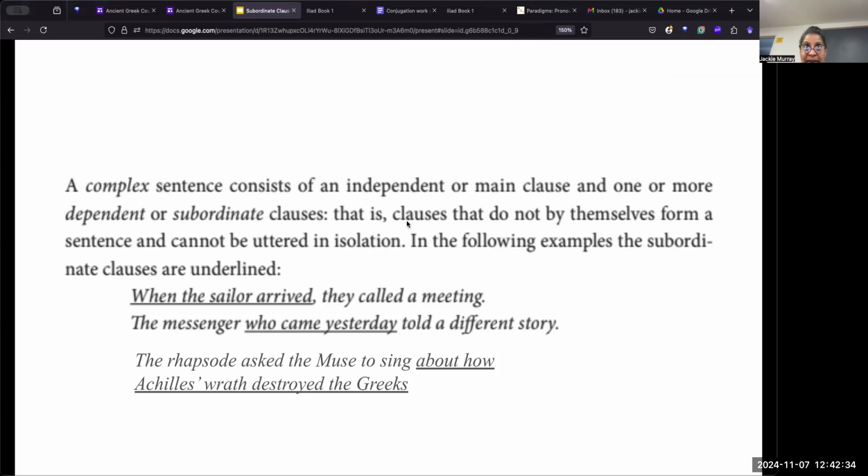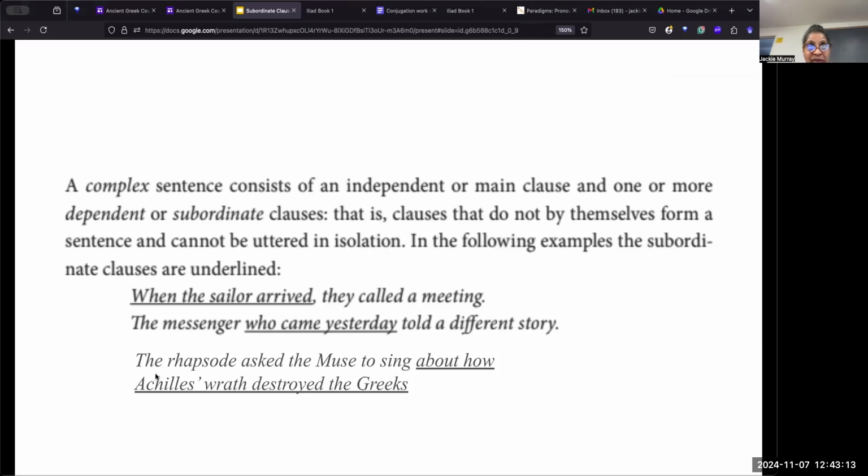Okay. So here we have this relative pronoun, relative clause, who came yesterday. And then we have another one, where you have a subordinate clause coming off of some verb of saying, called an indirect statement or question. So here, the rhapsode asked the muse to sing about how Achilles destroyed the Greeks. So how Achilles destroyed the Greeks is the subordinate clause, right? He asked her to sing about it, and that's it.